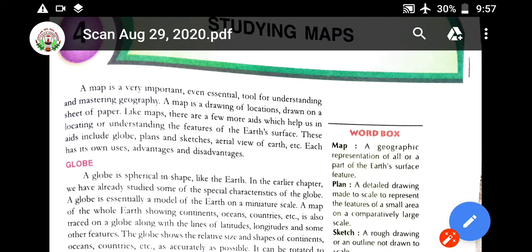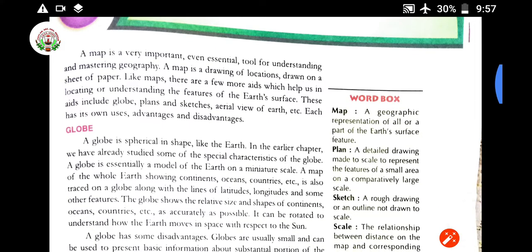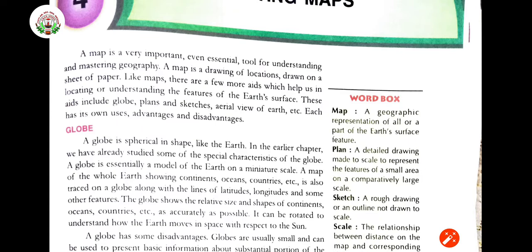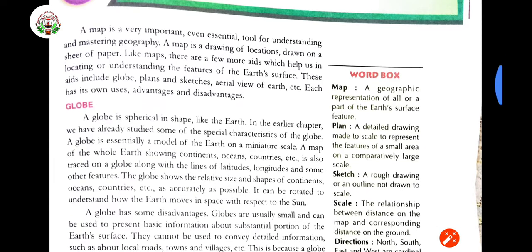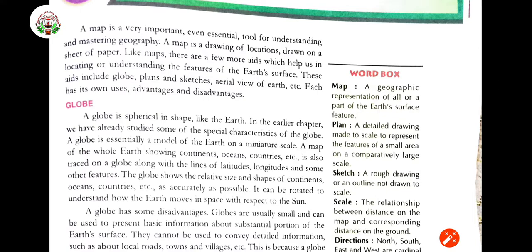Like Earth. Right. In the earlier chapter, we have already studied some of the special characteristics of the globe. It is an essential model of Earth, right? As the Earth looks from space, in that way only the model is being prepared, a miniature model. Miniature means a small model, right, of Earth. So it is going to tell us about that miniature model.